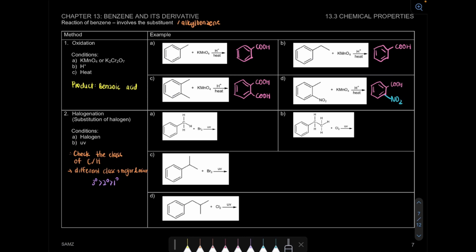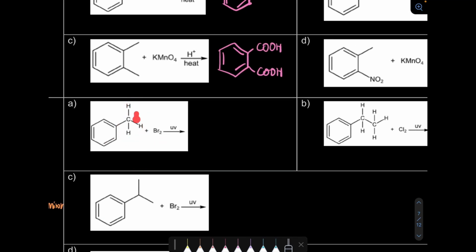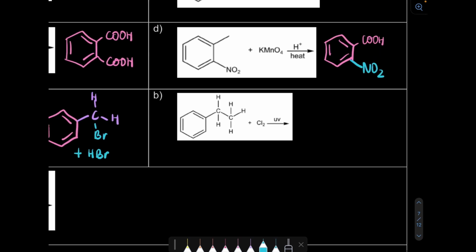Remember this reaction is actually for alkylbenzene. It means the alkyl attached to benzene. The hydrogen on benzene does not have any reaction. So let's look here. Our carbon is attached to one carbon. So the primary has only one, so there's only one product. So we're going to have Br substituted.